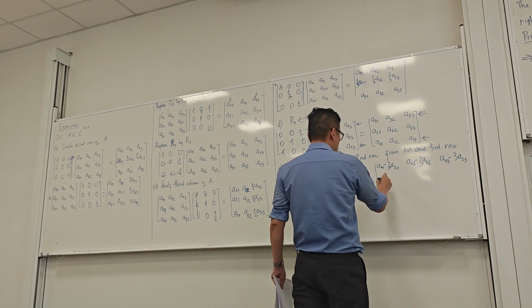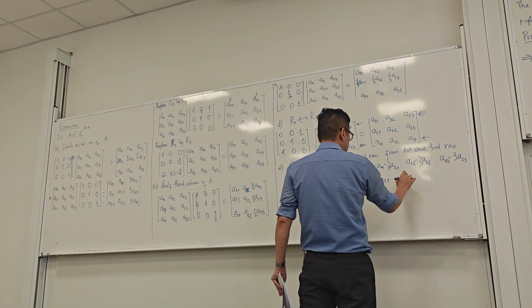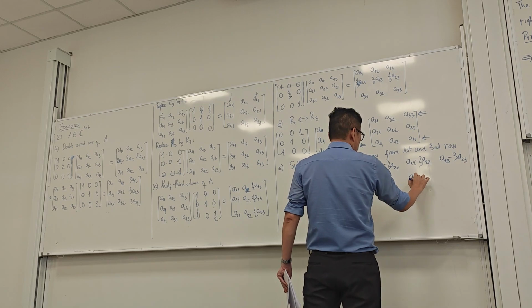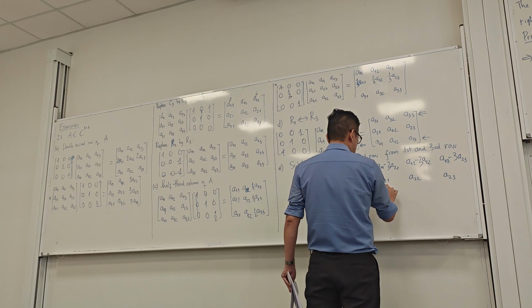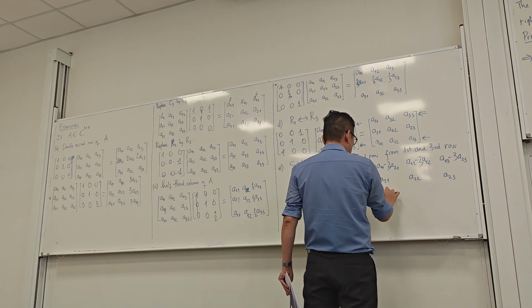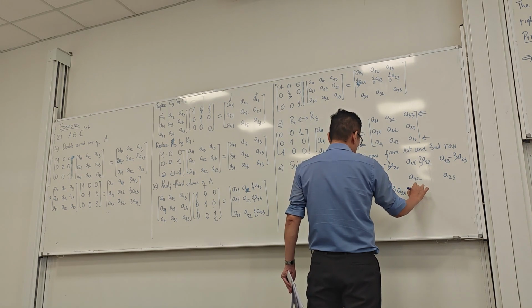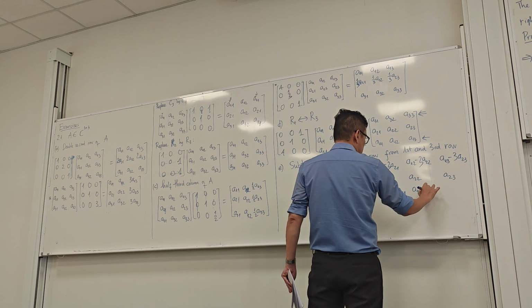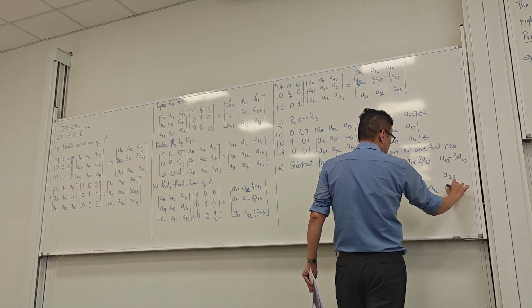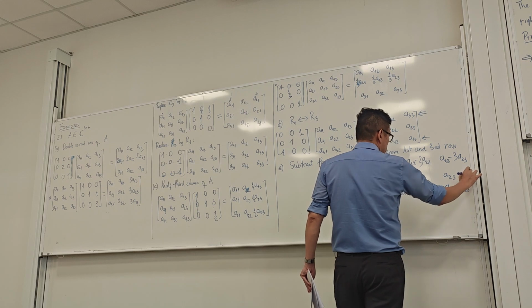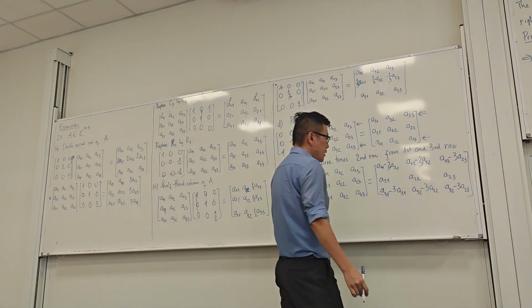And I keep the second row: A21, A22, A23. Now this is A31 minus 3 times A21, A32 minus 3 times A22, and A33 minus 3 times A23. Okay.